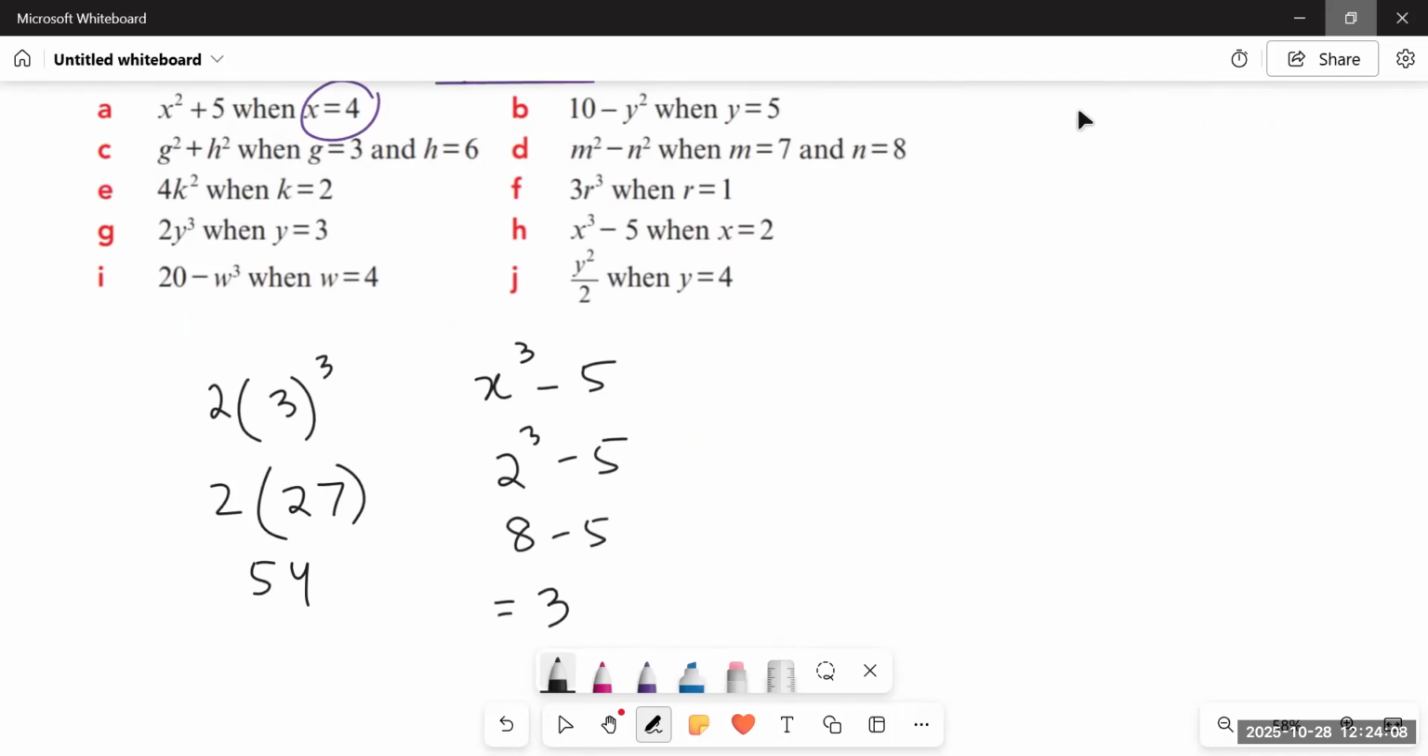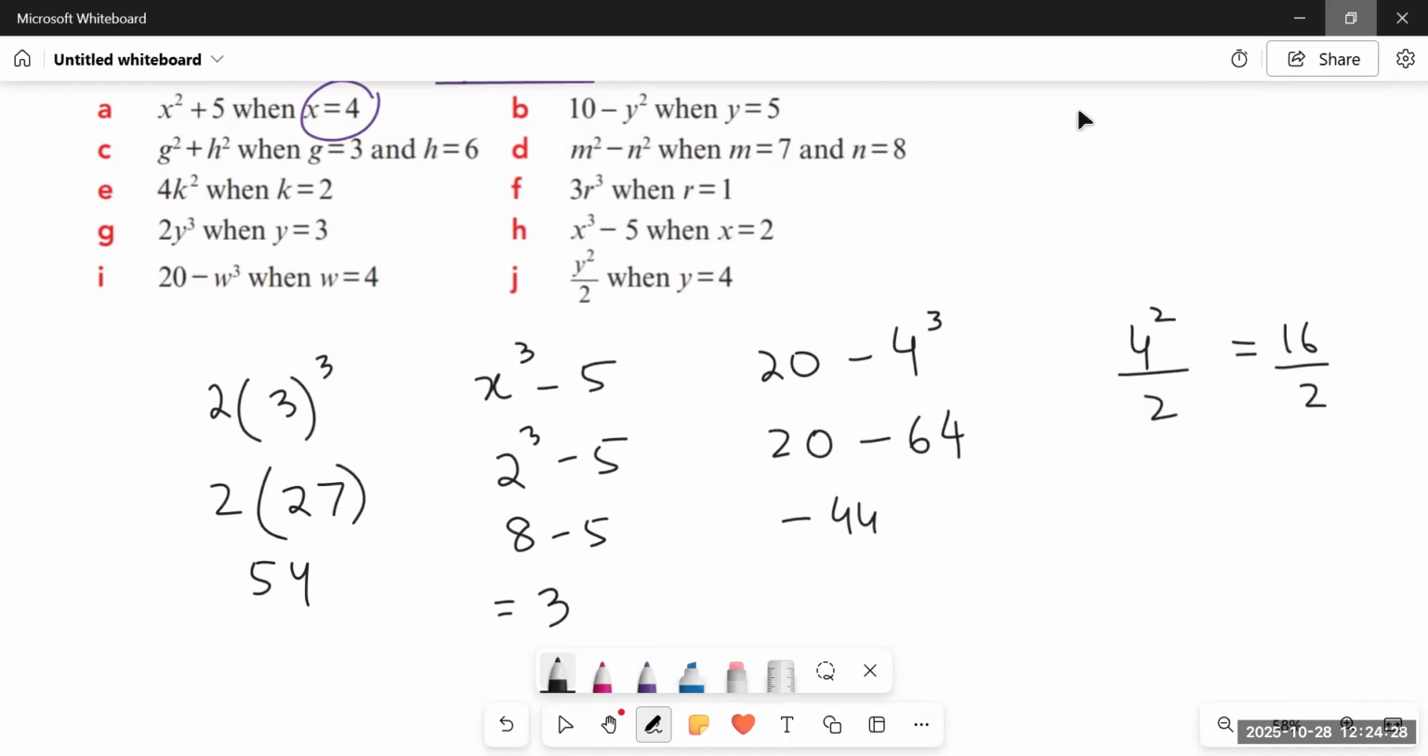Then 20 minus w square, where w is 4. So 4 cube, 4 4s are 16, 16 4s are 64. And 20 minus 64 is equals to minus 44. Then y square is 4 square over 2, which is 4 4s are 16 over 2, and that's 8. How easy it is. You see, just need a little more practice and you'll be there.